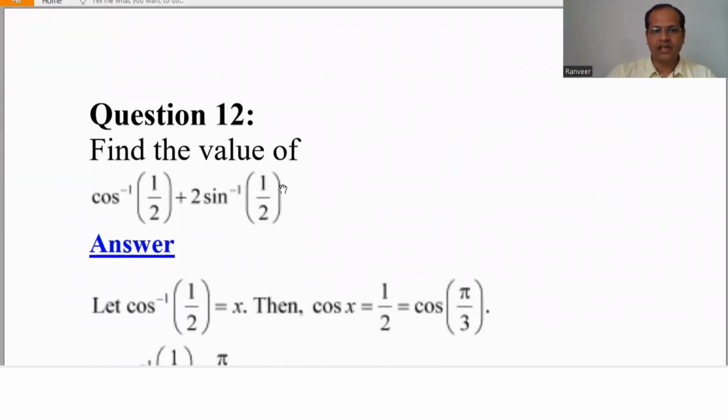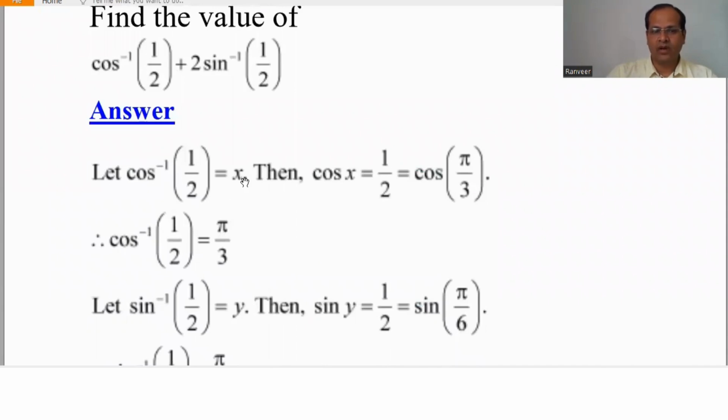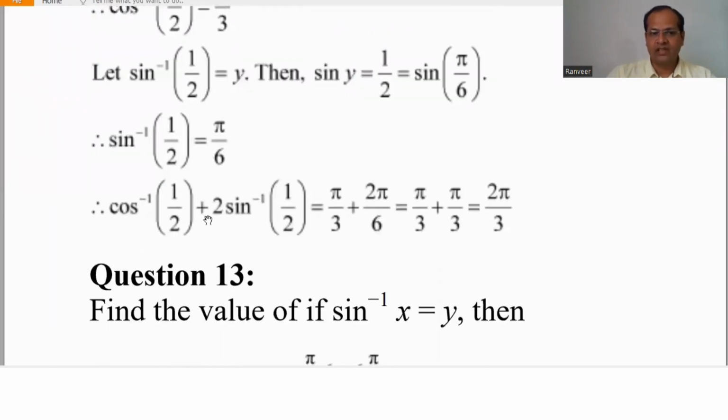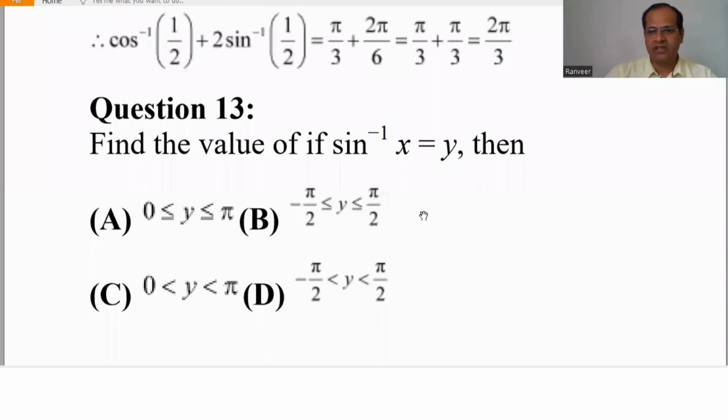Now cos inverse 1 by 2 plus sine inverse 1 by 2. So cos inverse 1 by 2 equal to x, cos x equal to 1 by 2, that we can write as cos pi by 3. Now cos inverse 1 by 2 equals pi by 3. Sine inverse 1 by 2 equal to y, so sine pi by 6. So the value of sine inverse is pi by 6. According to this, cos inverse is pi by 3 and sine inverse is pi by 6. So pi by 3 plus pi by 6, just by adding, we are getting 2 pi by 3. So the principal value is very, very important in inverse trigonometry.